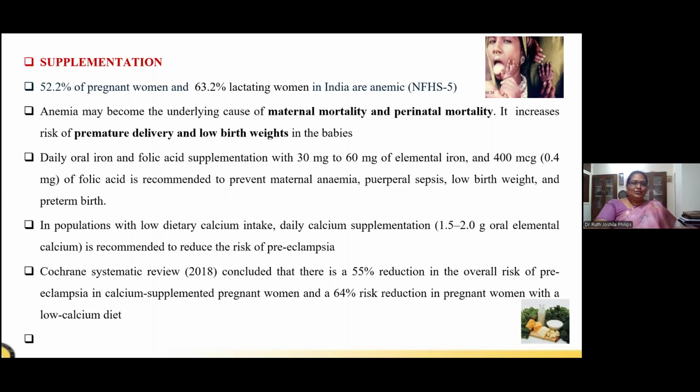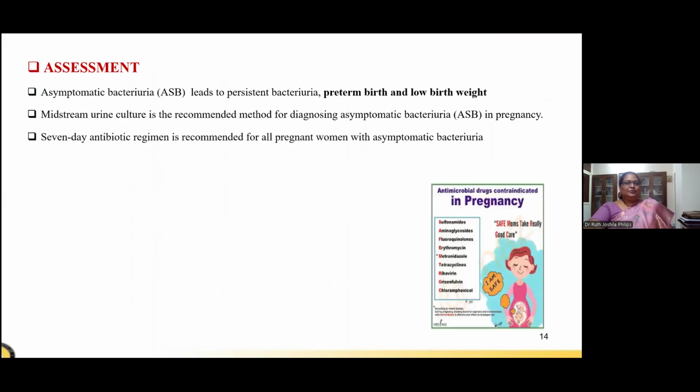Tell the women not to take both iron and calcium together because they negate each other's effect. So iron is usually taken with vitamin C in the morning, and calcium we reserve for taking after lunch in the afternoons, right? There are a lot of assessments that are usually done apart from the regular routine assessments.